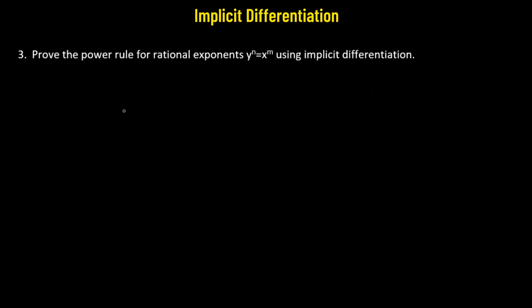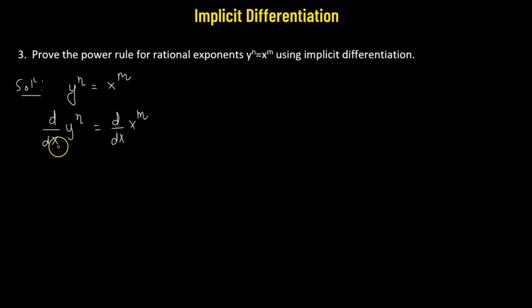So in this problem, we need to prove the power rule for rational exponents, y raised to the power of n equals x raised to the power of m, using implicit differentiation. So let us begin. So we have y raised to the power of n equals x raised to the power of m. So let's differentiate both sides with respect to x. So we have d/dx of y raised to the power of n, equal to the derivative with respect to x of x raised to the power of m.